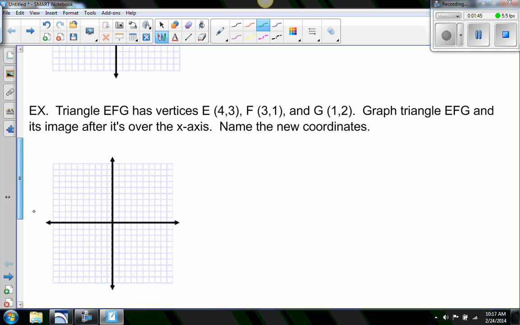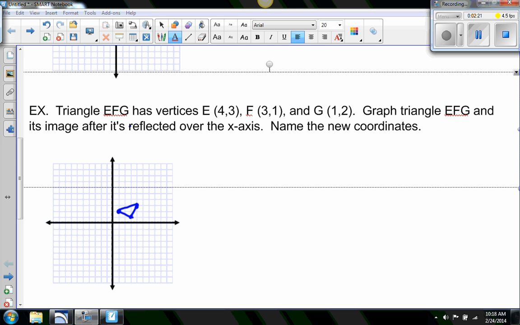So let's go to this one. Triangle EFG has vertices of E (4, 3). So let's go ahead and put this on here. There's E. F is at (3, 1), right there, and G is at (1, 2). So there is my triangle. It says graph triangle EFG and its image after it's reflected over the x-axis.